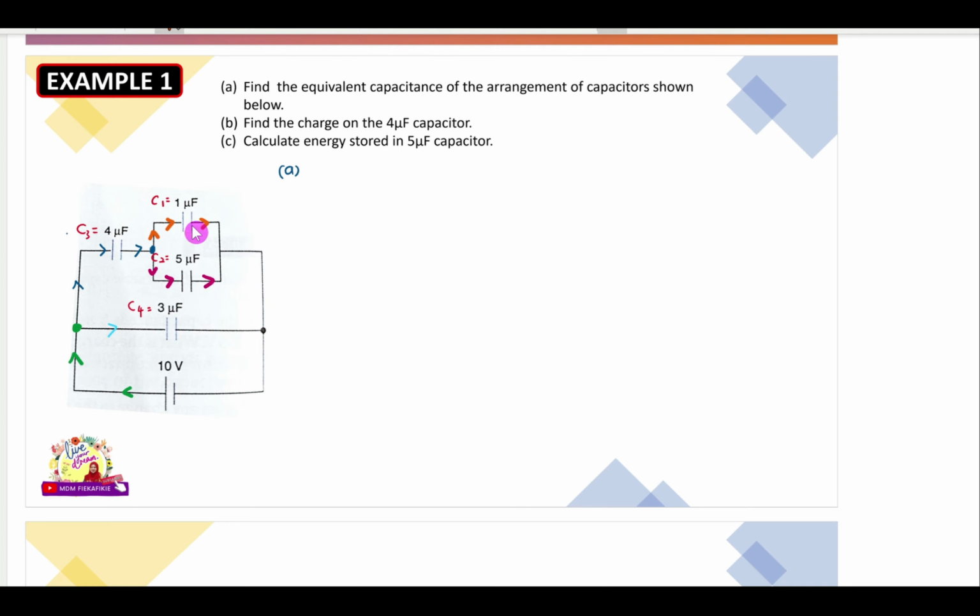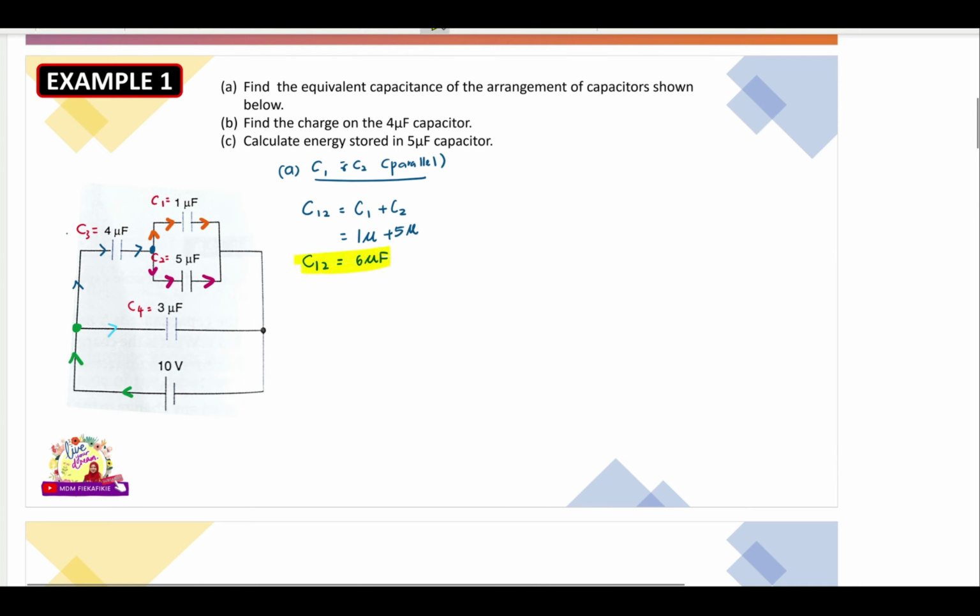Okay, sebab current yang lalu dekat C1 tak sama dengan current yang lalu dekat C2. Alright, so I will write that C1 and C2 are parallel. So saya akan solvekan untuk C1 and C2 dulu. Okay, so kita akan dapat bila kita combinekan C1 and C2, so kita akan dapat C12 is equal to, so formula to calculate the total capacitor in parallel, so C1 plus C2. Okay, so this one is very simple. So we have 1 micro plus 5 micro, therefore C12 is given 6 microfarad. Okay, so kita baru ada C12.